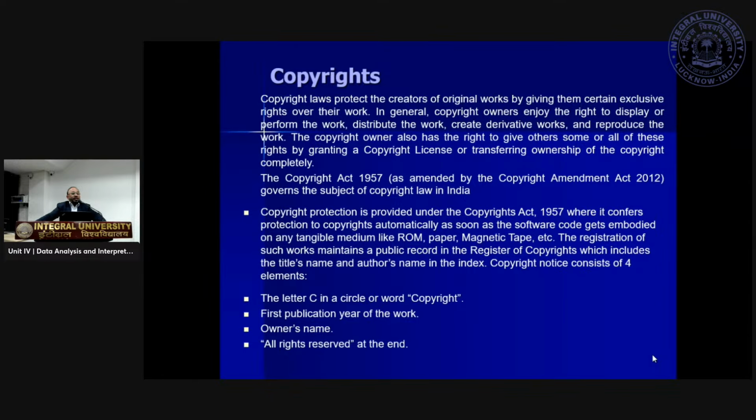Copyright. What is copyright? Copyright will protect the researcher's work. It is also signed by the publisher from the author. Copyright laws protect the creation of original work by giving creators certain exclusive rights over their work. In general, copyright owners enjoy the right to display or perform the work, distribute the work, create derivative works, and reproduce the work.